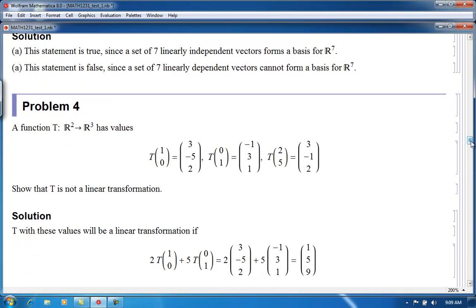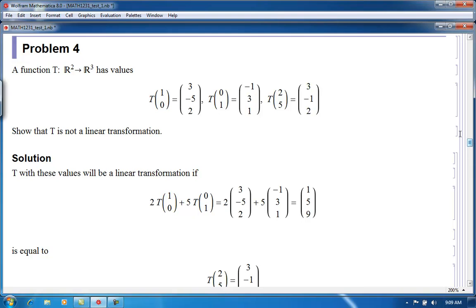And then problem 4, we have a linear transformation from R2 onto R3. So it's the function, or call it a function, T applied to this element is this value here, and T applied to this one is this one here, and T applied to the vector (2, 5) is this one here, and show that T is not a linear transformation.